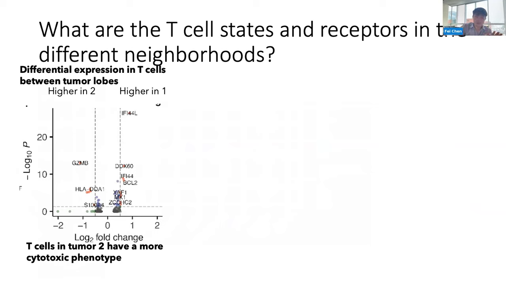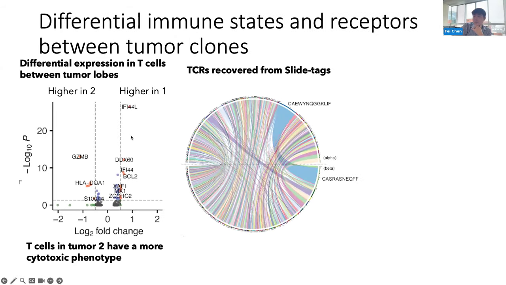So if we perform differential expression, now this is spatial differential expression between T cells that are next to tumor 2 versus tumor 1, you can see that T cells in tumor 2 have a more cytotoxic phenotype. They're expressing granzyme B. And in tumor 1, they're maybe a little bit more exhausted. And we can also recover the TCR sequences.